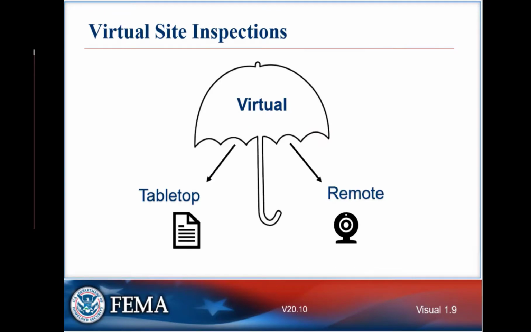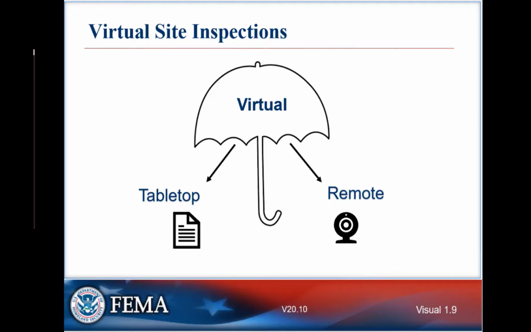Again, FEMA has introduced two types of site inspections that fall under our virtual site inspection umbrella. On the left, we have our tabletop inspection. A tabletop inspection is where the applicant provides all the necessary damage-related information to FEMA to validate. A tabletop site inspection is beneficial as it allows you, the applicant, to take control of your recovery process.